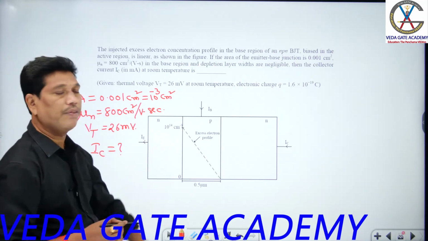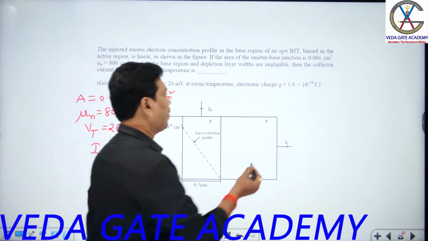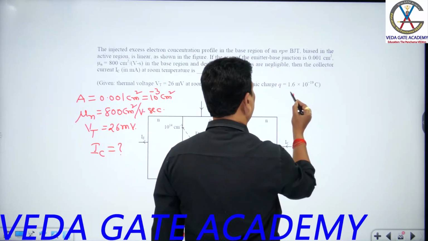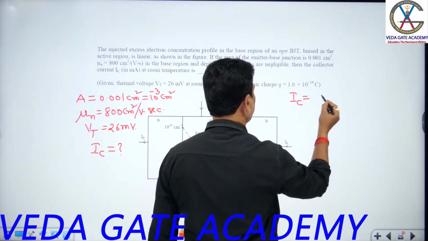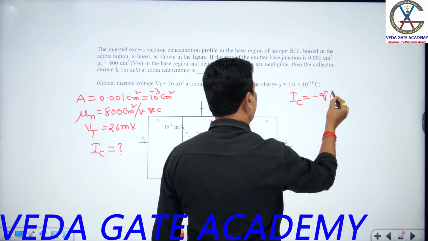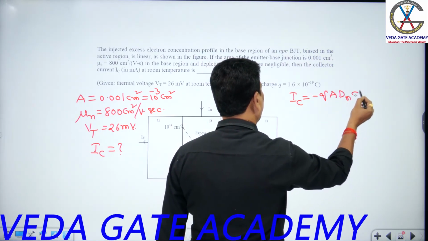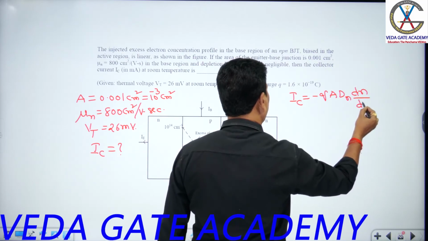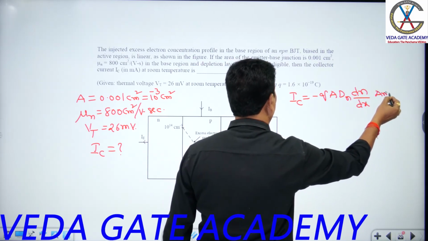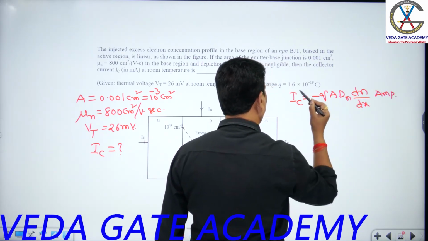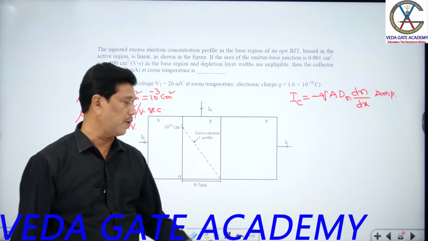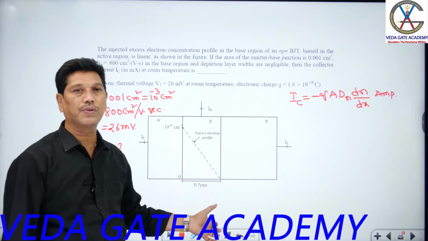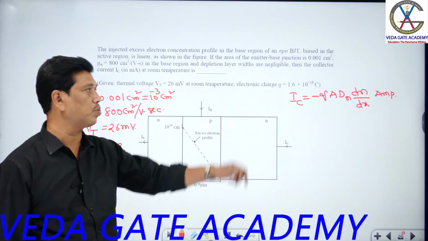So this is nothing but a diffusion current, you can call. What is the formula for that diffusion current equation, students? IC equals, in terms of the variation of electron density, minus QA Dn dn by dx ampere. Why do I take a negative sign there, students? The negative sign indicates that as length increases, the electron density decreases. That's the meaning of the negative sign, students.